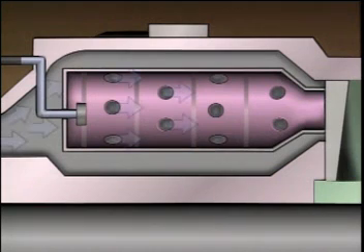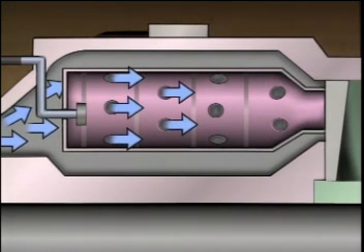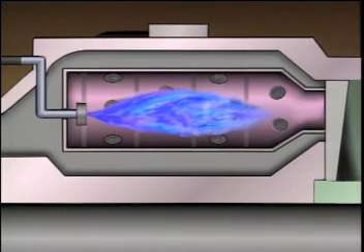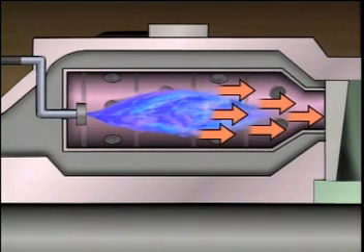Inside the combustor, the compressed air is mixed with fuel, and the mixture is ignited and burned. The burning creates gases that expand rapidly. The energy that is released from the burning fuel is converted into energy in the expanding gases.